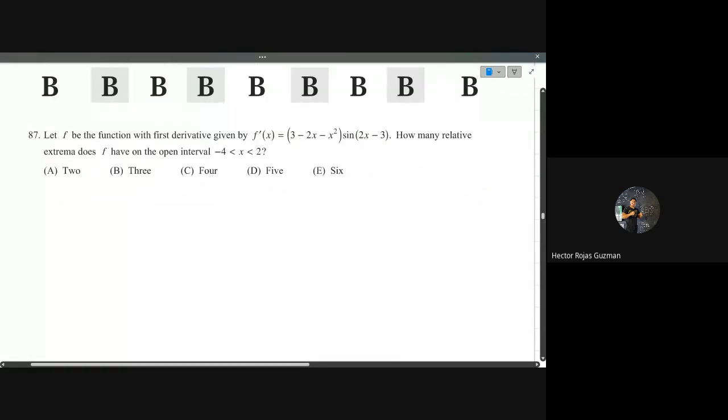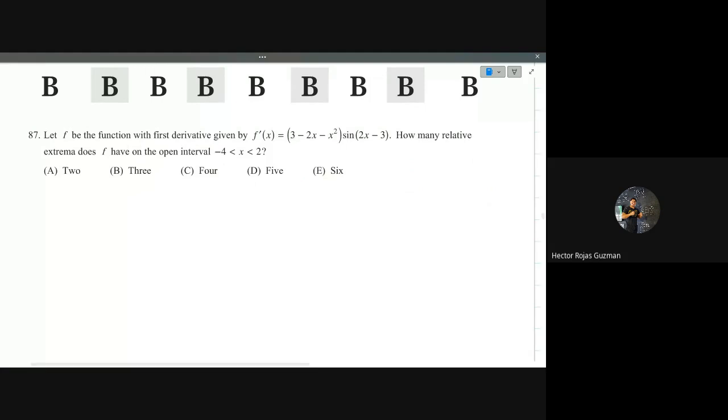F is the function with first derivative. How many relative extrema does f have on the open interval? So you guys are going to have to graph it. So graph your derivative.